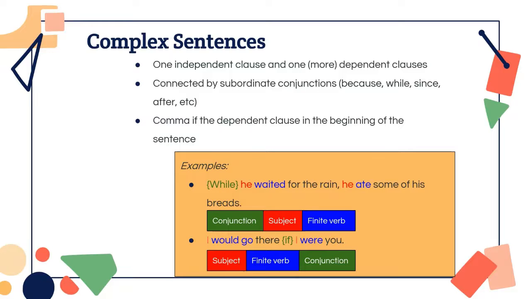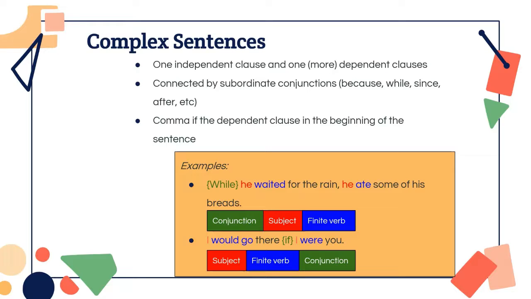The third and last type of sentence is the complex sentence, whose features are: a complex sentence has one independent clause and one or more dependent clauses, connected by subordinate conjunctions which connect the independent and dependent clause, such as because, while, since, after, and so on.